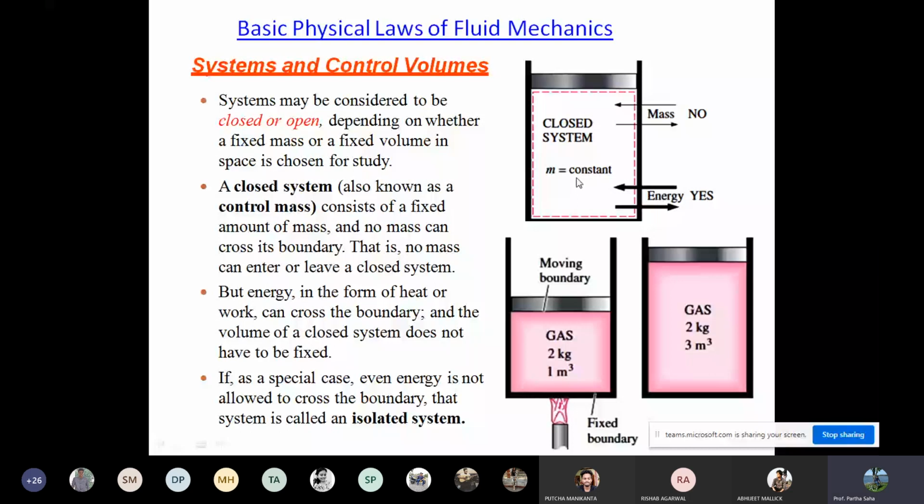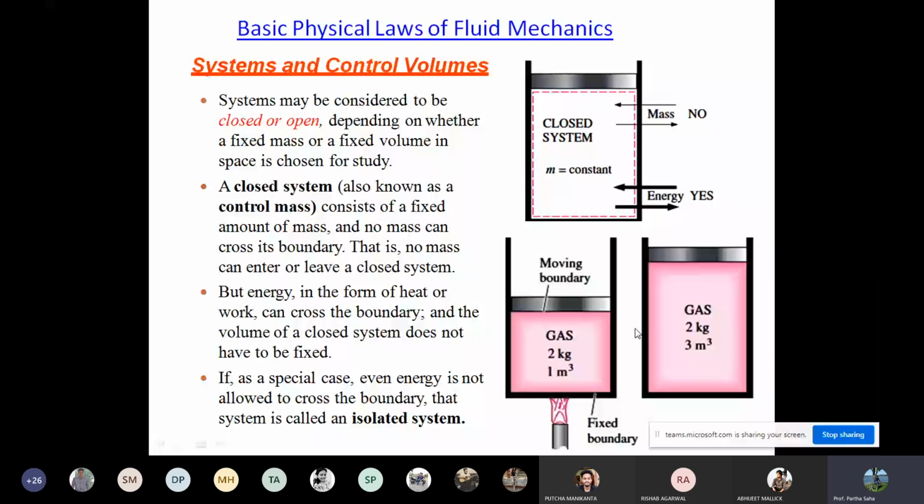So as you see, this is called a fixed boundary, and this is a moving boundary. The top is the moving boundary because it can be pulled up or pushed down, as it is a piston. But this side is actually a closed boundary. As you see here, the mass remains constant, 2 kg, 2 kg. The boundary comes down, but the volume changes.